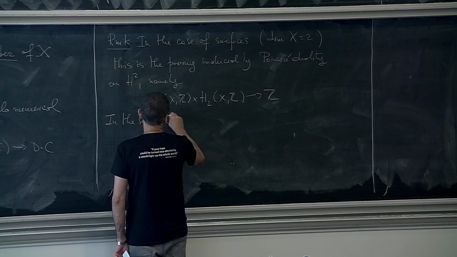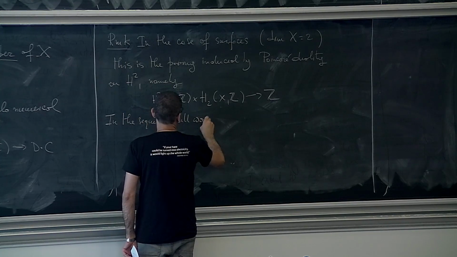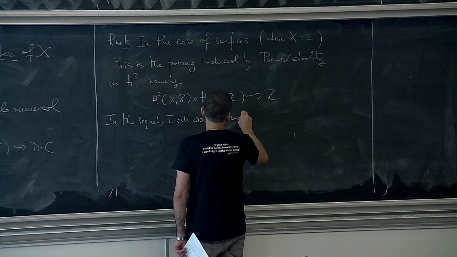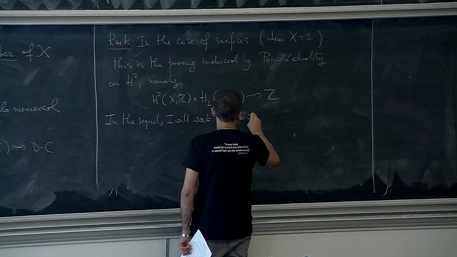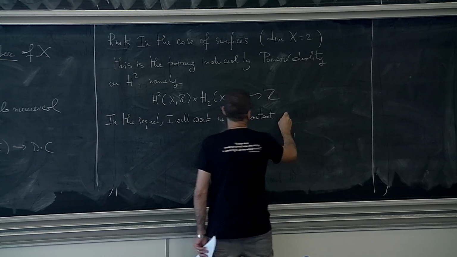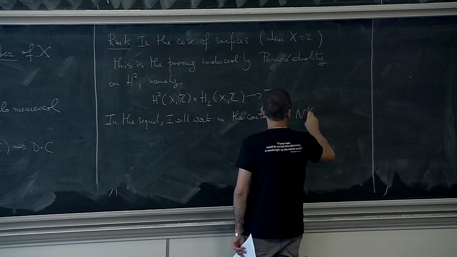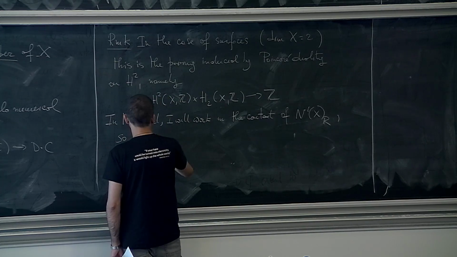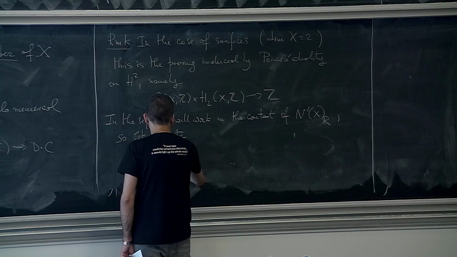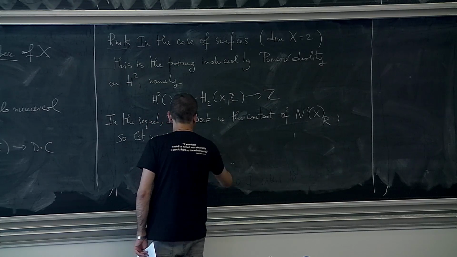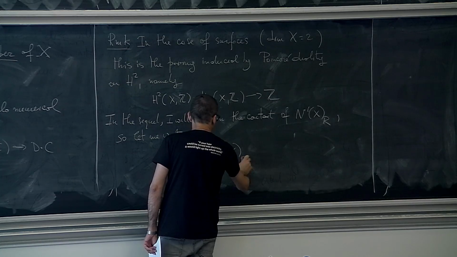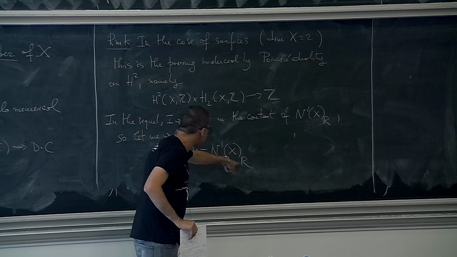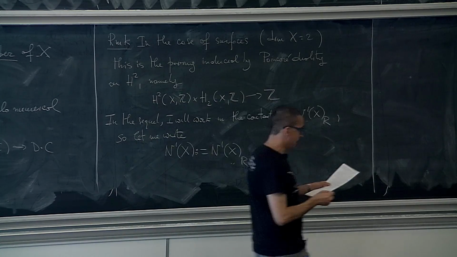Now, in the sequel, I will work in the context of N1 of X_R. So let me write N1 of X. I will not write R anymore. When I write it in this way, I will always consider the extension over the reals. Okay.